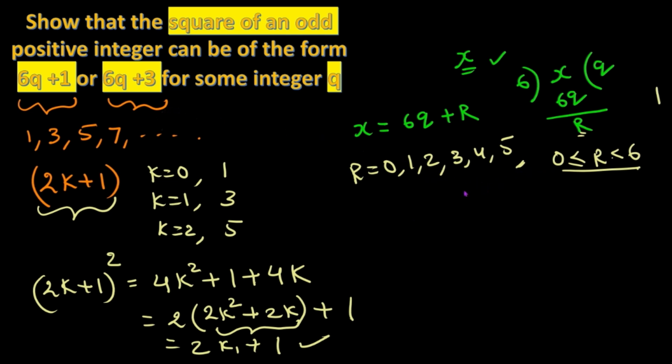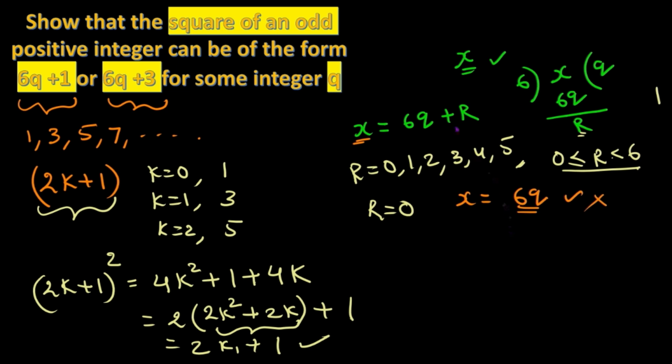Now let's see. If you substitute r is equal to 0 here, then what will happen? x will become 6q, okay? It's an even number, right? Not an odd number. The problem says that x is an odd number, and 6q is not an odd number.